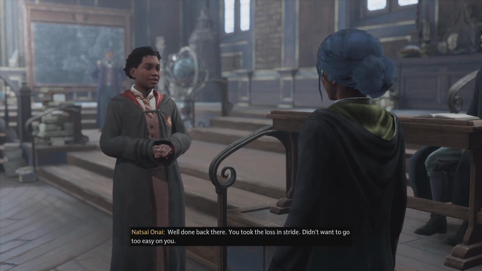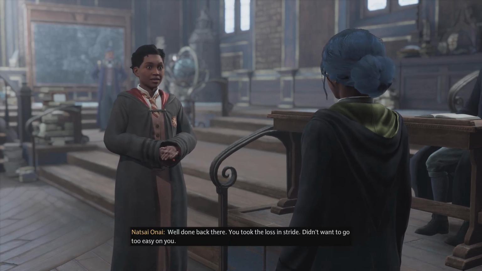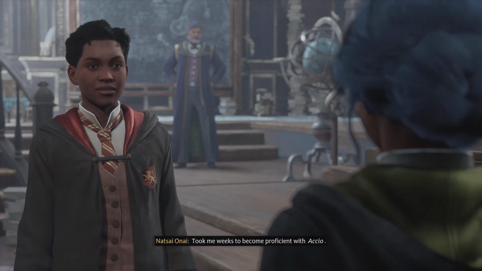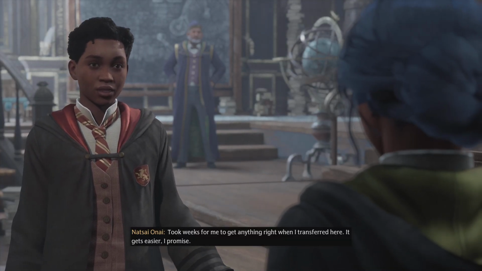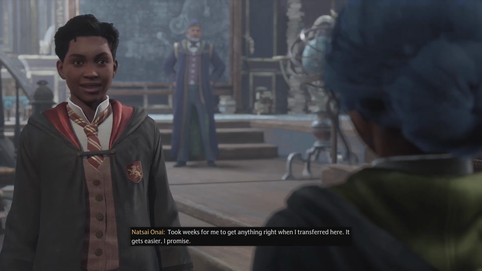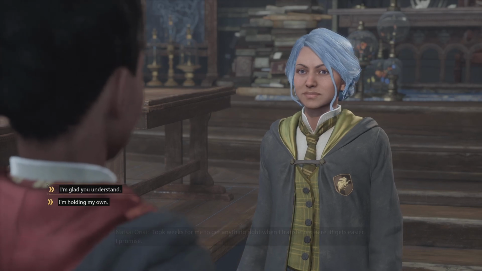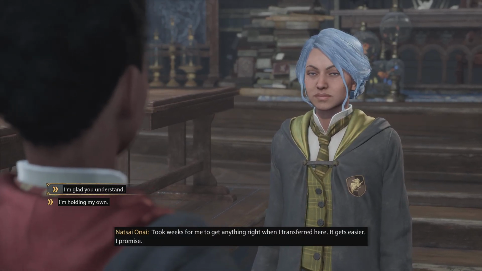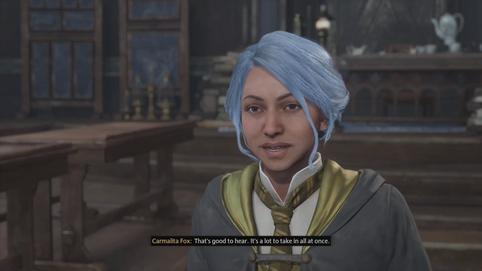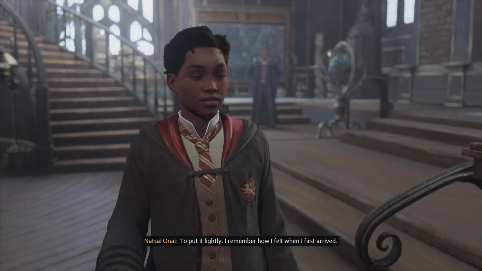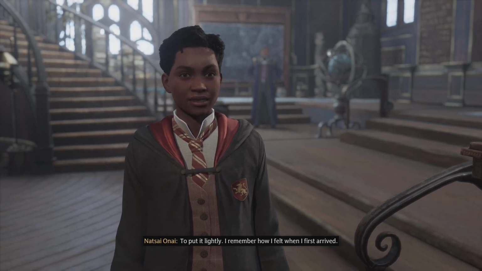Well done back there. You took the loss in stride. Didn't want to go too easy on you. Took me weeks to become proficient with Accio. Took weeks for me to get anything right when I transferred here. It gets easier, I promise. That's good to hear. It's a lot to take in all at once. To put it lightly, I remember how I felt when I first arrived.